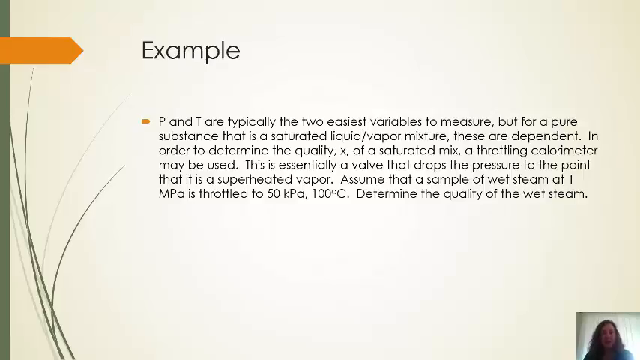Now essentially this is a valve that's going to drop the pressure to a point where it's a superheated vapor. And so if I have a sample, we're going to take one that's at 1 megapascal, and I'm going to send it through this Throttling Calorimeter, and it's going to come out at 50 kilopascals and 100 degrees C. And let's see how we can use this to figure out what the quality is of the wet steam.